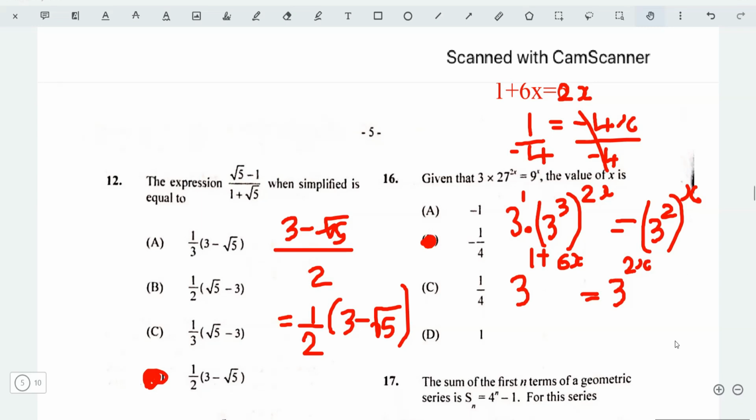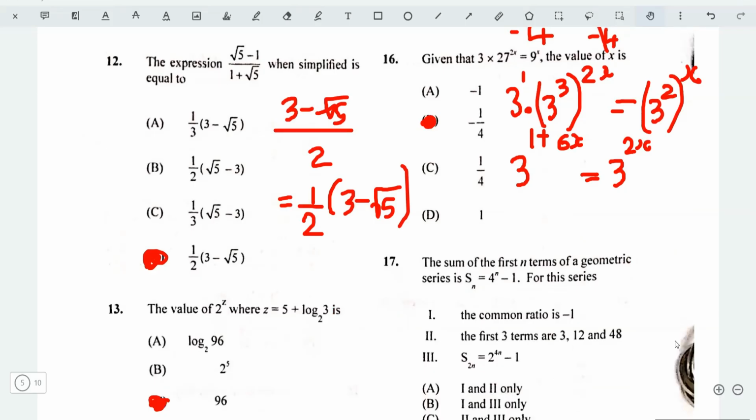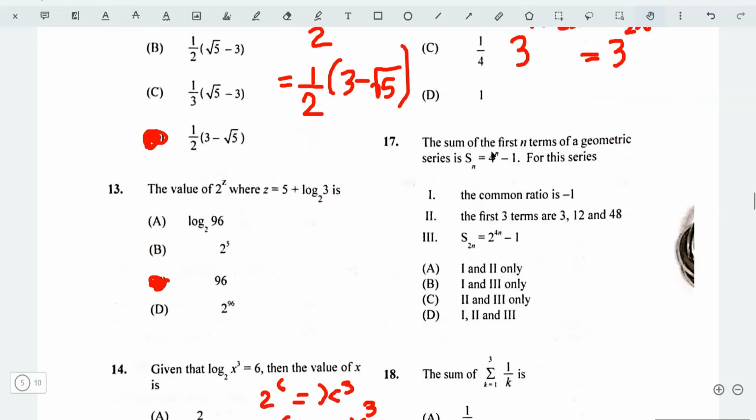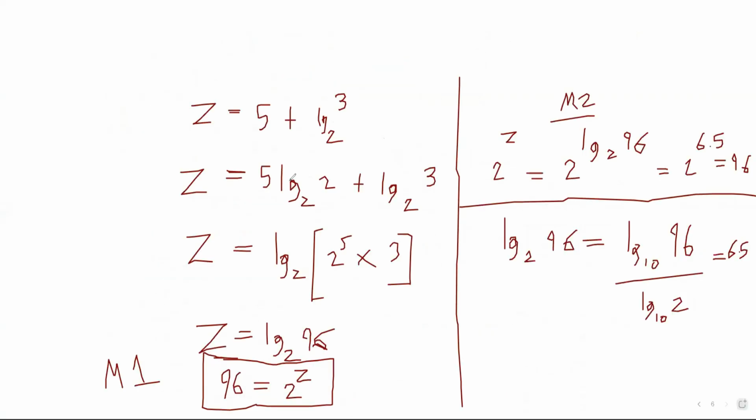All right, so now question 17. Question 17 says the sum of the first n terms of a geometric series is 4 to the n minus 1. For this series, it asks which statement is true. The common ratio is -1, we don't know. Let's look at it. Sn, meaning the sum of n terms, is given by 4 to the n minus 1. My apologies.